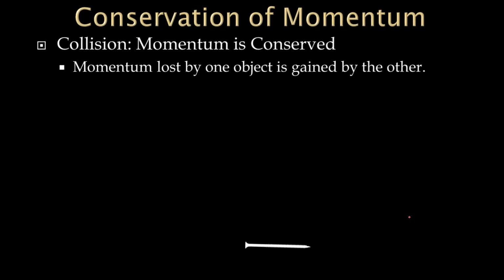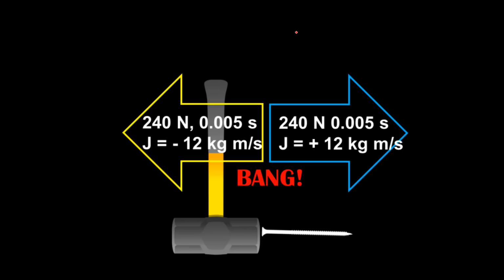When a physicist says that momentum is conserved in a collision, the physicist isn't worried about the mass of the objects or the velocity of the objects. We know that the momentum lost by one object is gained by the other. Now let's take a look at this.